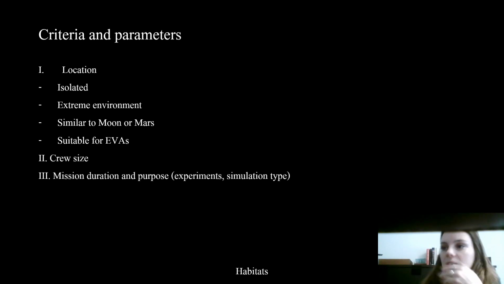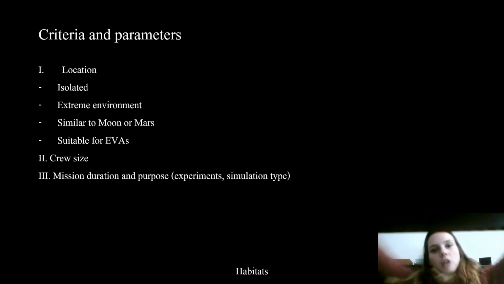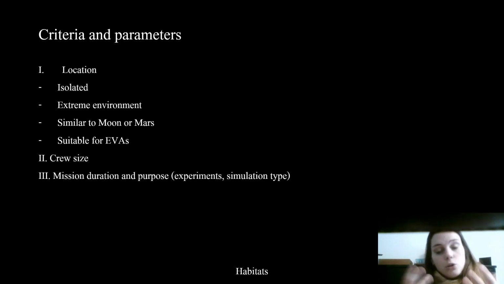So if you have, for example, Lunares Research Station, they are in an old military aircraft hangar, and yeah, they're not in a very, very big city, but still you could see some cars coming. So what they did is they actually built a huge tent, and this tent is used to simulate an EVA room. So this is one of the solutions that you can actually find.